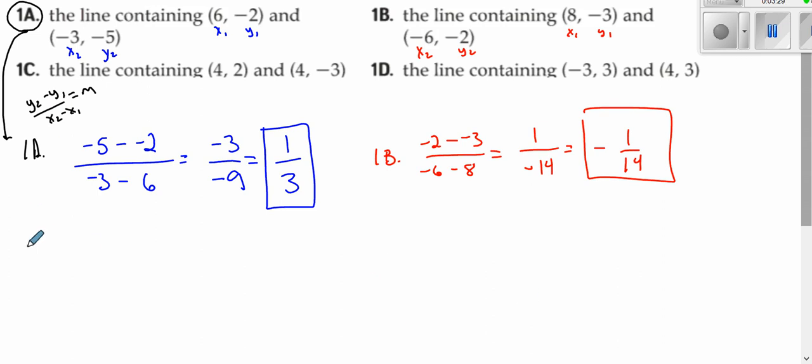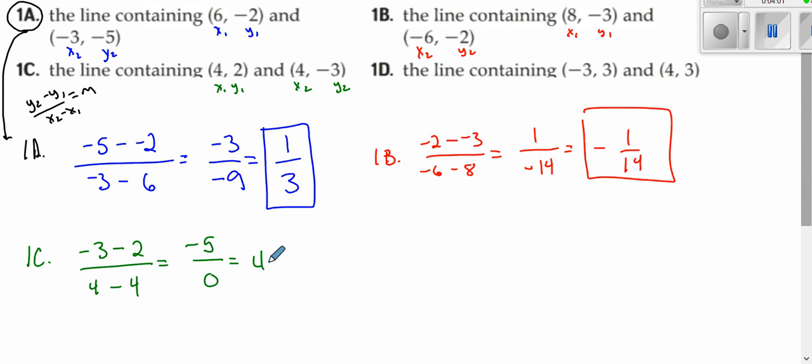Next one, 1C. Line containing 4, 2, and 4, negative 3. Okay, so we're going to try this question. So we'll go y2, and if you want, again, you can do x1, y1, x2, y2, just to keep everything straight in your mind. So you go y2 minus y1 over x2 minus x1. Negative 3 minus 2 is a negative 5. 4 minus 4 is 0. Divide by 0 can't happen, so this one is undefined, just like we did in the first part of this. Undefined.